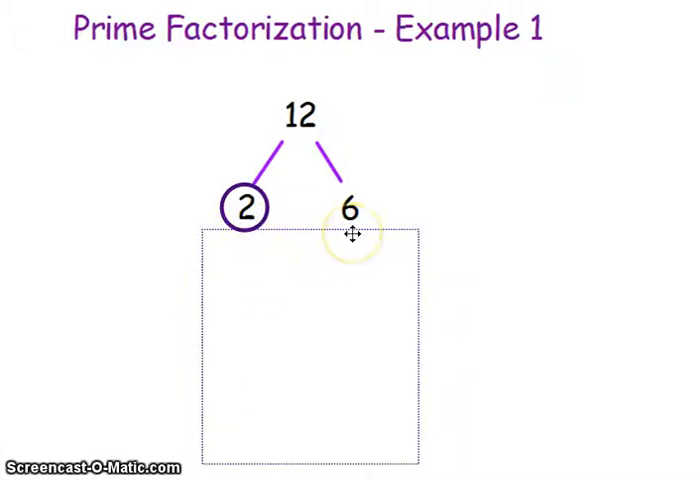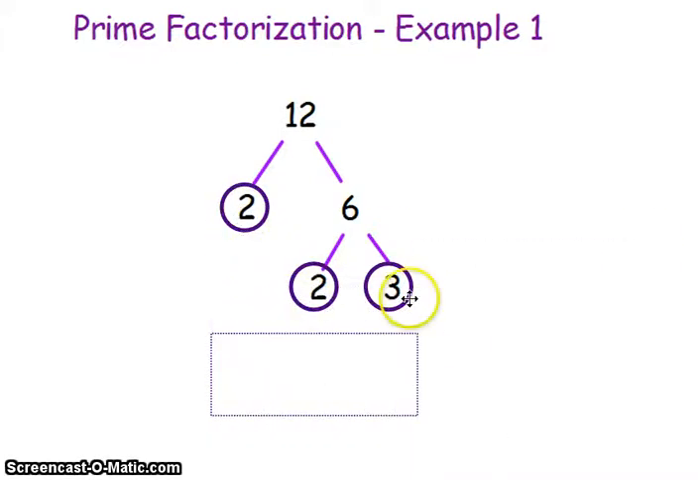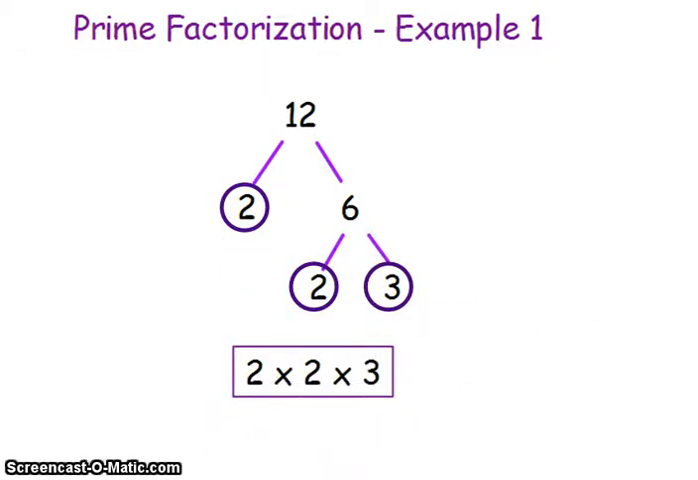Now let's look at the number 6. What two numbers multiply together to make 6? Well, 2 times 3. Like we said before, 2 is a prime number, so I'm going to draw a circle around it. And 3 is also a prime number. It has no numbers besides 1 that it can be multiplied together to make it. So we've got circles around all of the numbers at the bottom of our tree. And so that means 2 times 2 times 3 is our prime factorization.